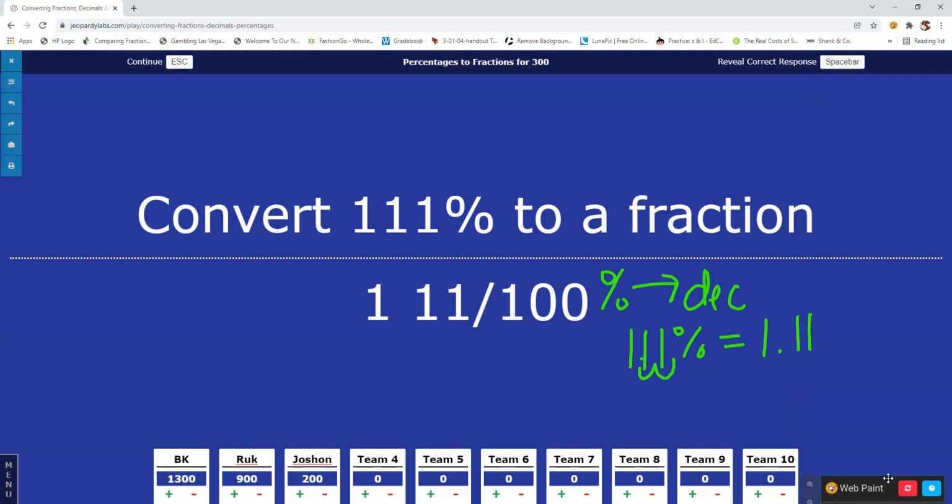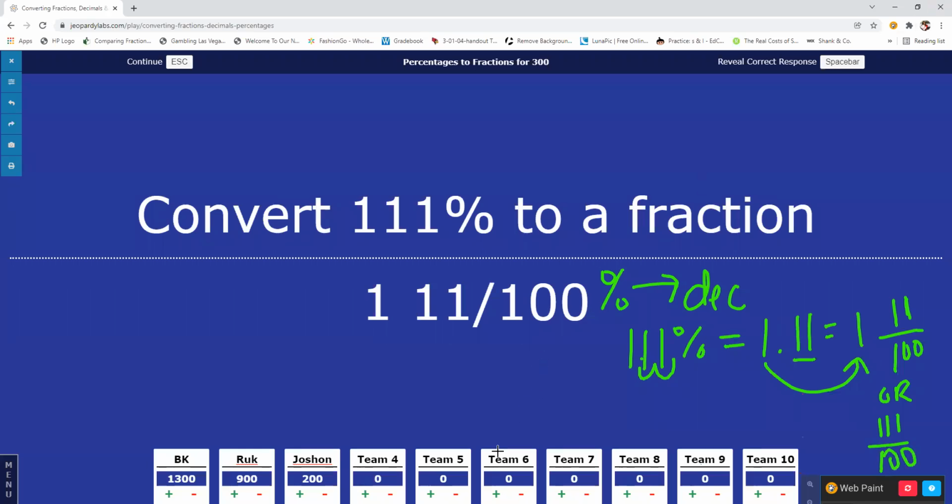And then from here, we're going to go from a decimal to a fraction. Because I have 2 values after my decimal, that means they're going to go over 100. Then I just bring over my 1. So 1 and 11 hundredths. If you wrote it as a mixed number, that's fine too. So that would be 1 times 100, which is 100, plus 11 is 111 over 100. I'll take either one of those.